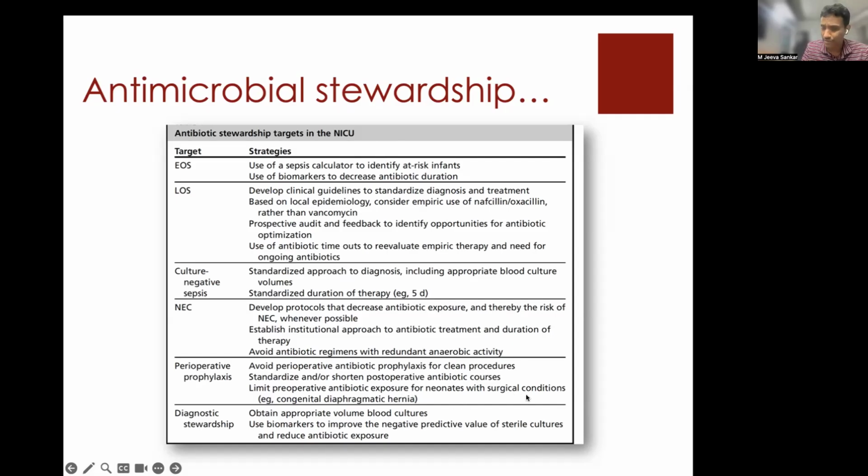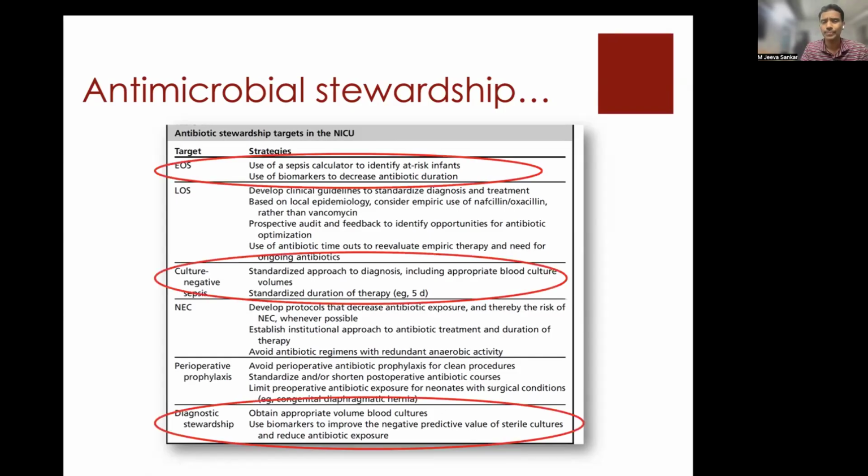And for surgical conditions, for example, where there's a possibility of translocation from the gut, you can limit the perioperative exposure to 1 day, 2 days, or 3 days, not beyond that. And then diagnostic stewardship. Okay.